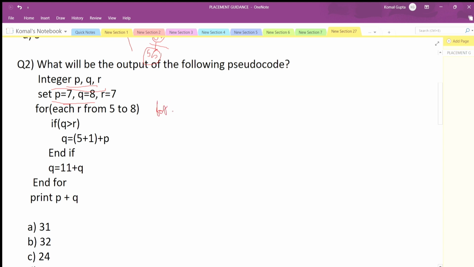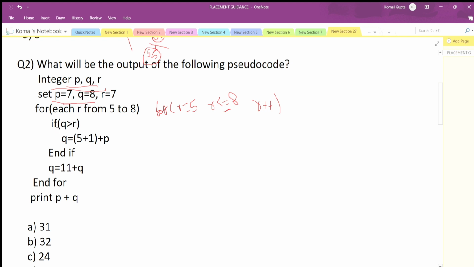What it is saying is that R will start from 5 and R will be less than or equal to 8. Keep this point in your mind: it will be less than or equal to, not only less than. If it is given that for each R from 5 to 8, it will be till 8, not less than 8. So this is one point to remember, and then it will increment by 1. So this is the for loop that they have given, starting R from 5, and R should be less than or equal to 8.